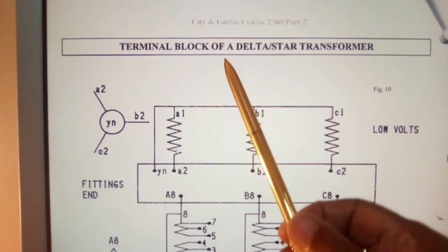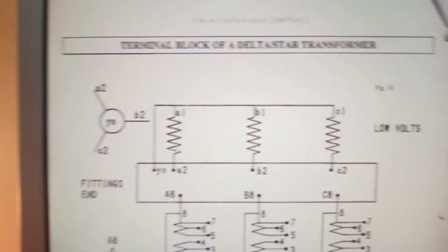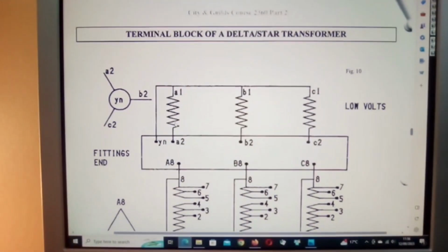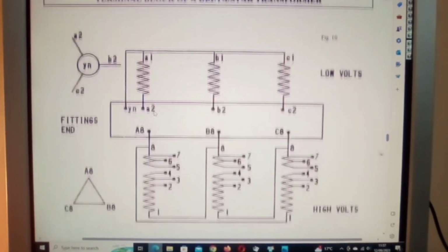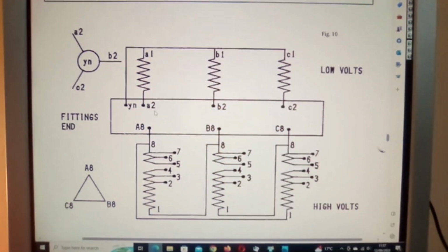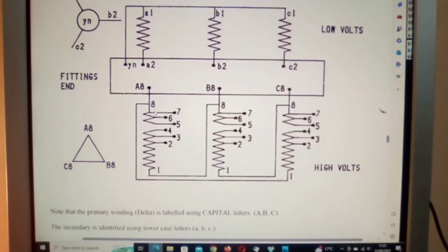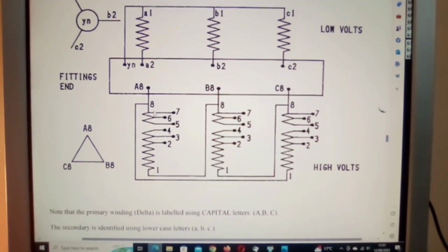Terminal block of a star delta transformer, and here you can see what we're looking at. Firstly, that's all star connection, which shows you how it is connected to the block, and that's all delta connection here. Basically delta is series wound, star you can look at from the point of being parallel wound.